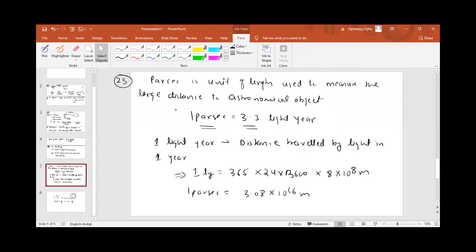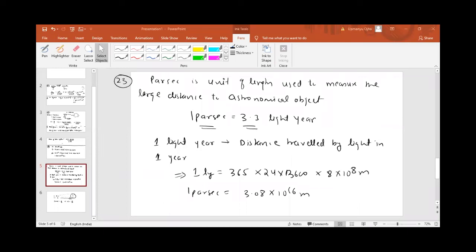See, we can see here. So 1 light year is equal to how many days? 365, then 24 hours, then 3600 seconds. Okay, fine. So from here we can find this value.